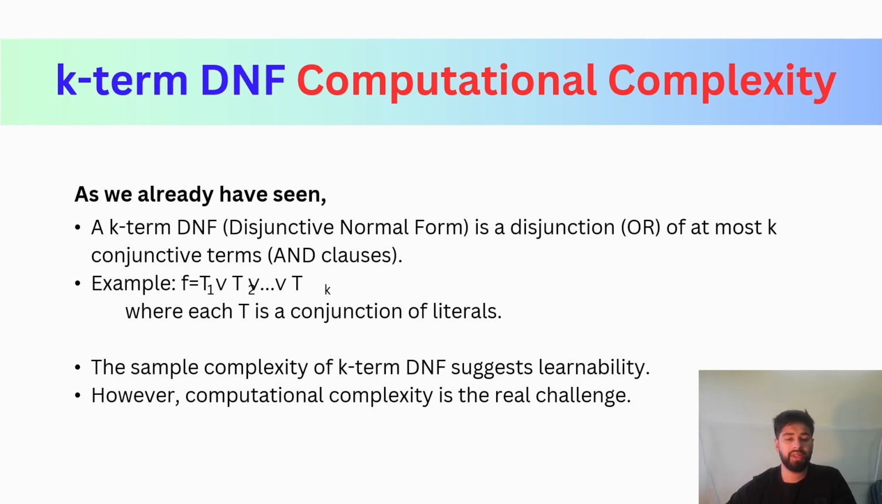So, a K-term DNF is a Boolean function represented as a disjunction of K conjunctive terms. In simpler terms, it is an OR of multiple AND clauses. For example, in the equation shown here, each T is a conjunction of literals. From a PAC learning perspective, the sample complexity results suggest that KDNF should be learnable. However, the real challenge is computational feasibility. Finding a consistent hypothesis efficiently is difficult.